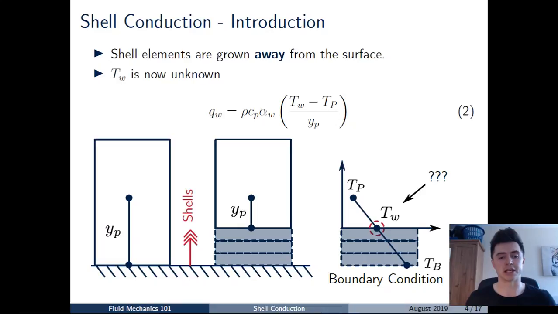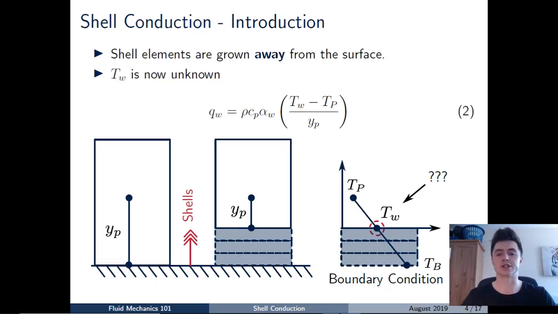And naturally this means that the wall distance, Yp, reduces, but also the temperature of the inner surface of the wall, Tw, is now unknown. The reason for that is when we specify boundary conditions, we're specifying the boundary temperature Tb on that bottom wall there, which remains constant.